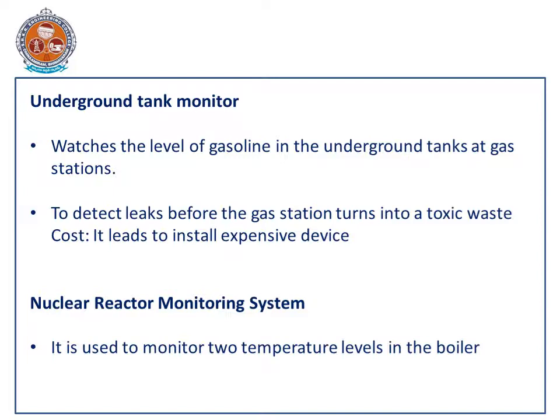And finally, the nuclear reactor monitoring system. Here it is used to monitor two temperature levels in the boiler, which are always supposed to be equal. If they differ, it indicates that there is a malfunction occurring in the reactor. So this is about some examples of embedded systems.